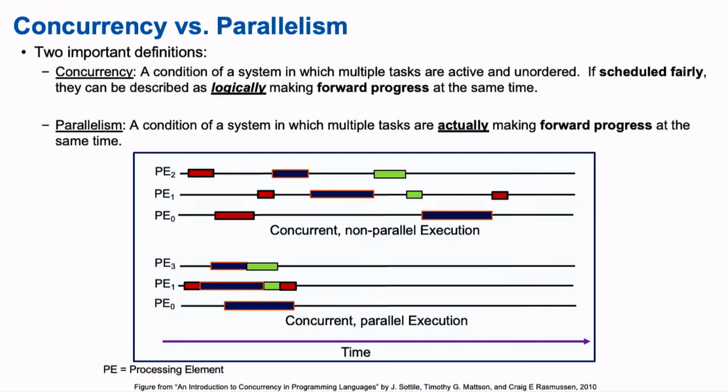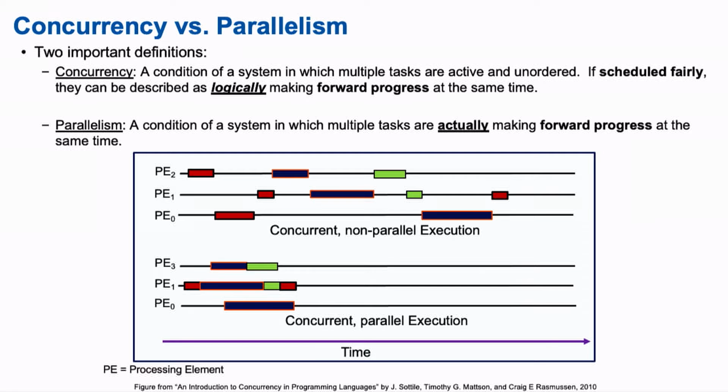Okay? Now, if they're scheduled fairly, then they're making, logically, forward progress. Now, the problem is that lots of people define concurrency as unordered, fairly scheduled forward progress. And it's important that those are different concepts, and you will see why in a moment. All right? So concurrency just means a collection of tasks that are active and unordered, period. Stop. Okay? Parallel means a collection of tasks that are actually making forward progress at the same time. That's the difference between parallelism and concurrency.